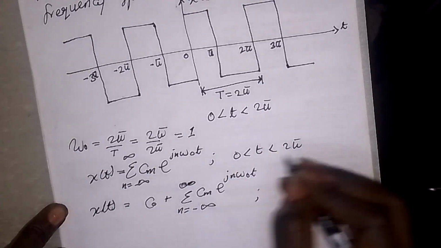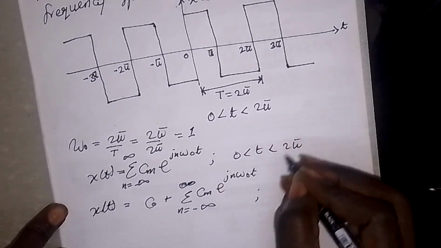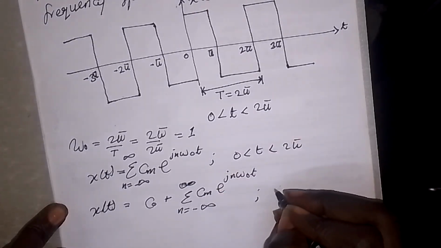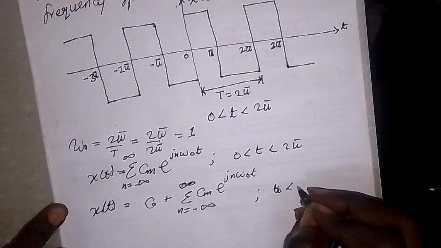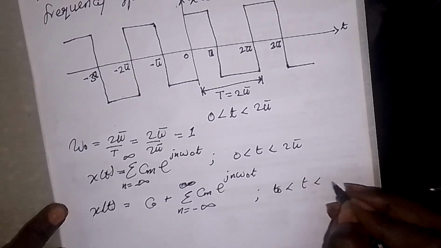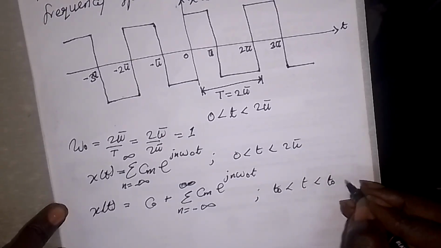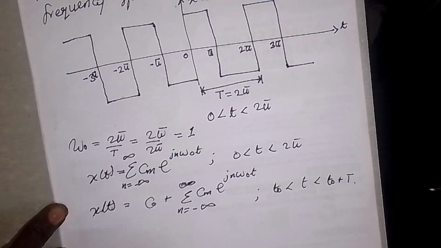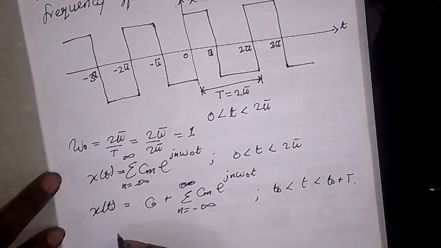Instead of writing this specific period, I can also write the general one, which is t naught less than t, which is less than t naught plus T. Now what I have to do is find my Cn and my C naught values. First, let's find our Cn values.